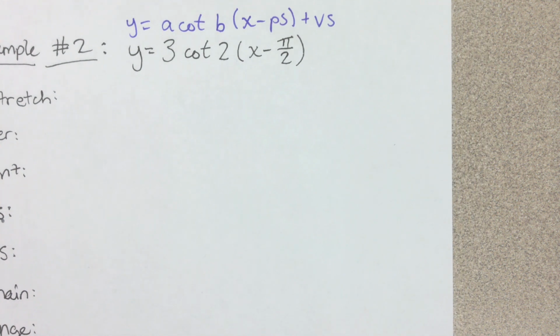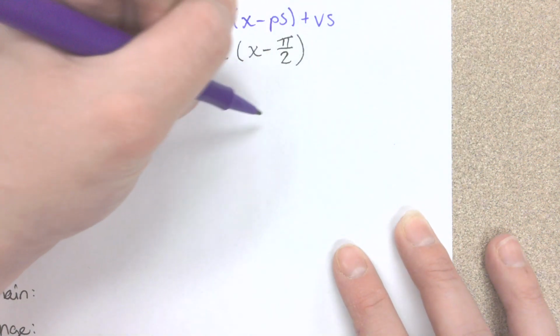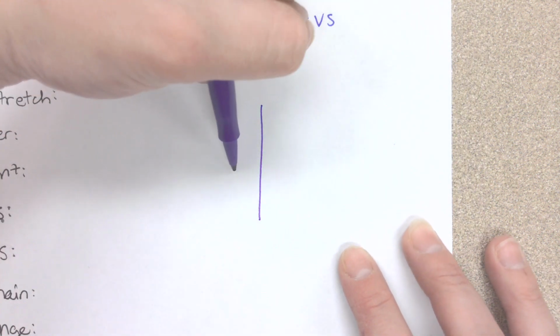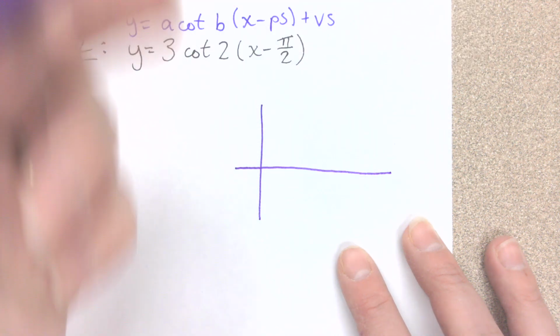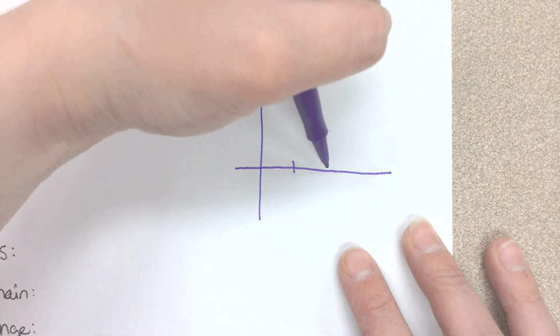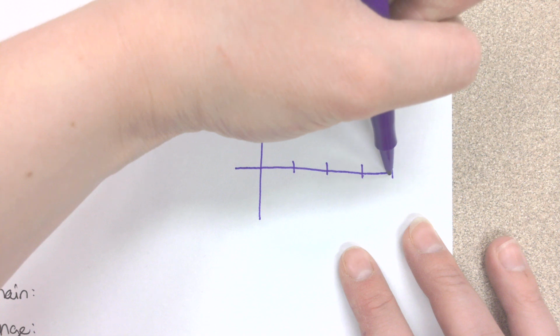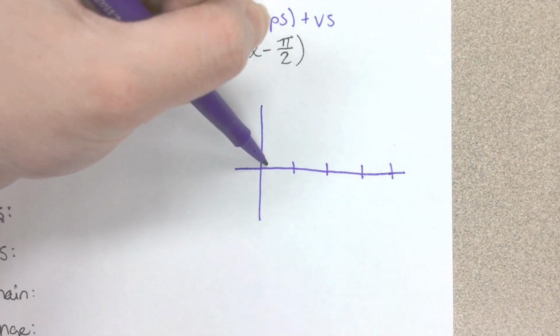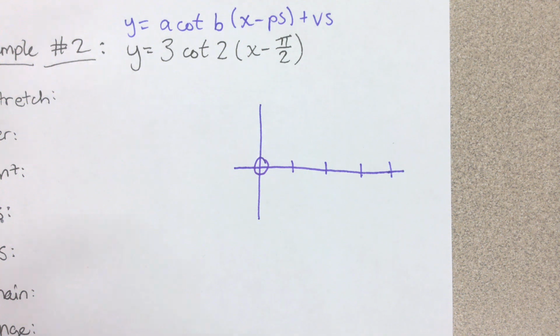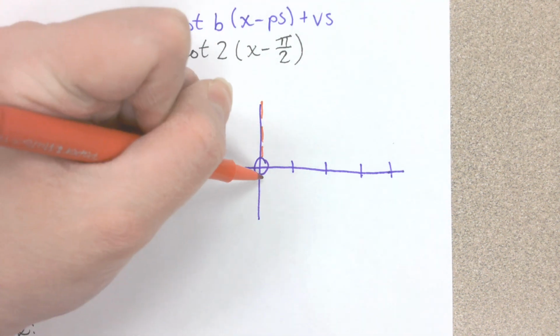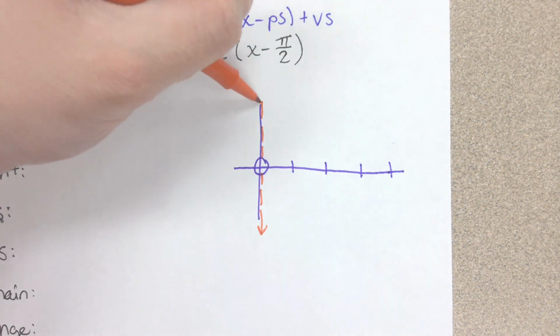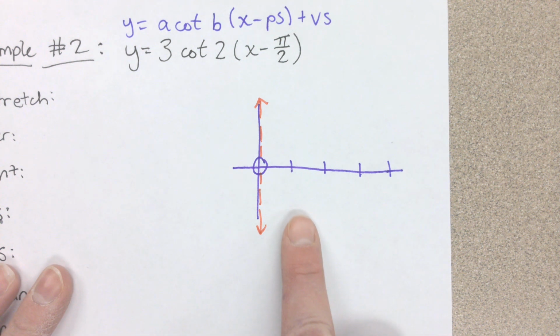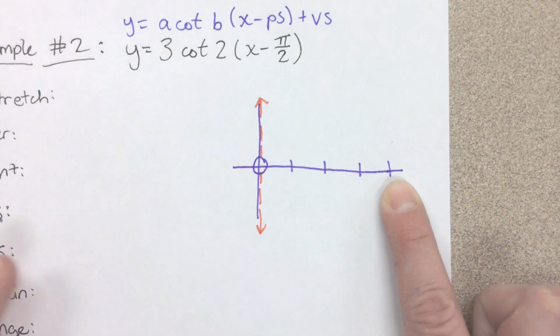Mini drawing first. Cotangent this time. We'll go 4 intervals to the right. Starting at the origin, we have an asymptote. That's where we start, not in the center of the graph this time. 3 points after that, and then the next asymptote.